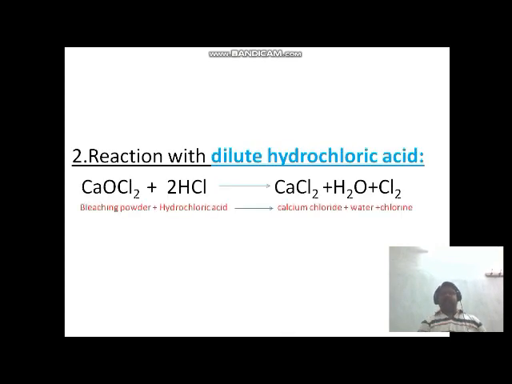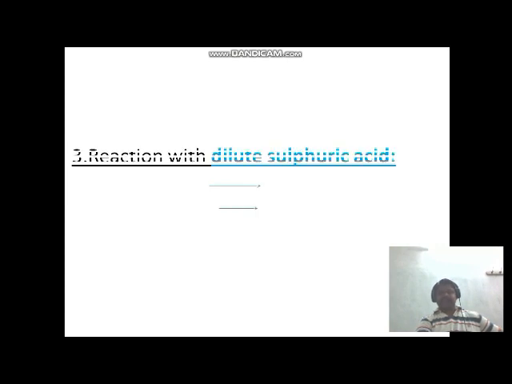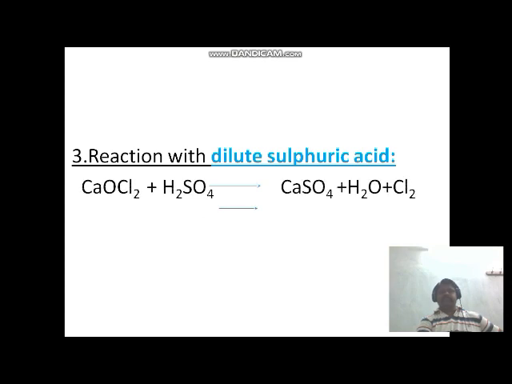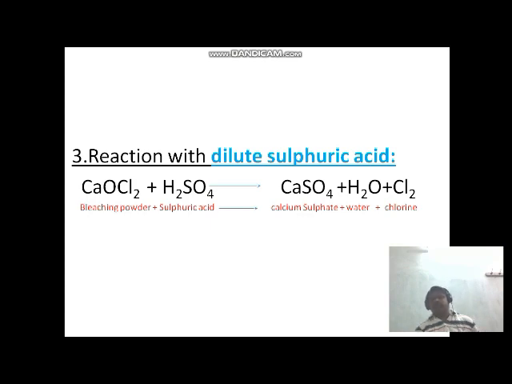Next chemical property: reaction with dilute hydrochloric acid. Bleaching powder plus hydrochloric acid gives calcium chloride plus water plus chlorine gas. Third one, reaction with dilute sulfuric acid. Bleaching powder reacts with sulfuric acid and gives calcium sulfate, water and chlorine. So finally, if you observe these chemical reactions, one product is common, and that product is chlorine gas.